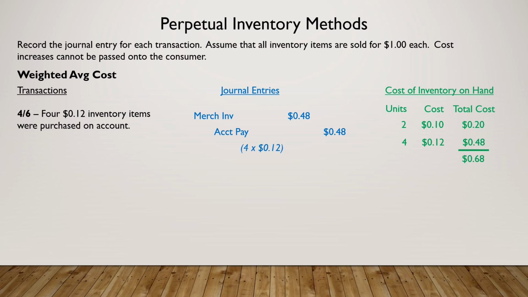Remember the rule I gave in my lecture video for the weighted average cost method. Every time you make a purchase, calculate the average cost of inventory. We have our total cost of inventory, so all we need to do is divide it by the number of units on hand. Divide those numbers out, and the average cost is 11.3 cents per unit.